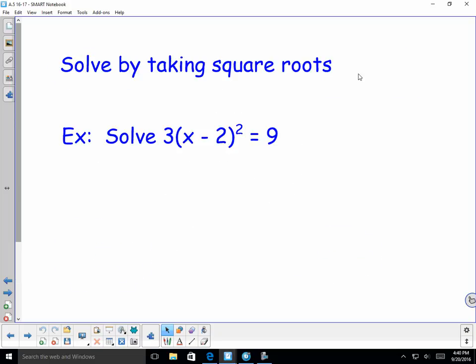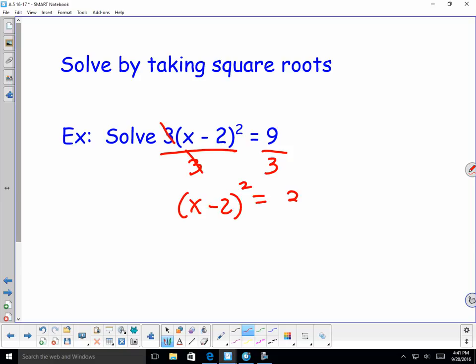To solve quadratic equations by taking square roots, we're going to start this problem by getting the binomial squared by itself. So that means we need to get rid of this 3 here. We're going to divide both sides by 3. The 3's divide out, and we have x minus 2 quantity squared equaling 3. At this point, we want to solve for x. We do not want to multiply all this out using FOIL. Instead, we just want to solve for x in the easiest way possible.